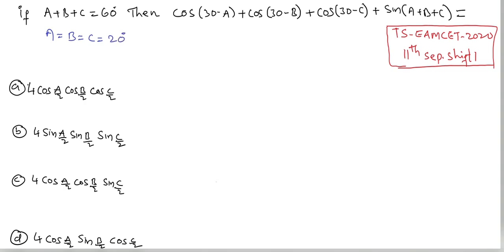Substituting in the problem, that is cos of 30 minus A, that is cos of 30 minus 20, cos 10, plus cos 10, plus cos 10, plus sin of A plus B plus C, that is sin 60. That is equal to 3 cos 10 degrees plus sin 60, that is root 3 by 2. This is the value of the given problem.